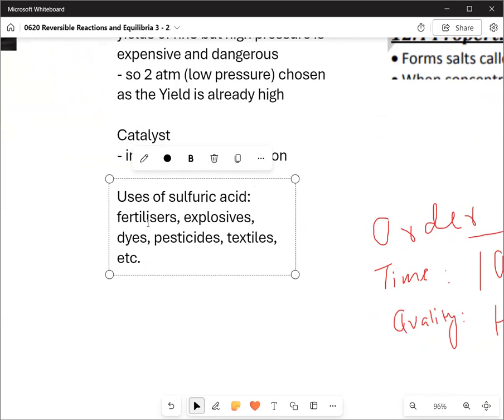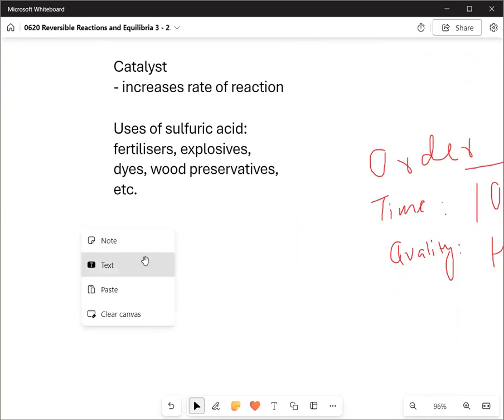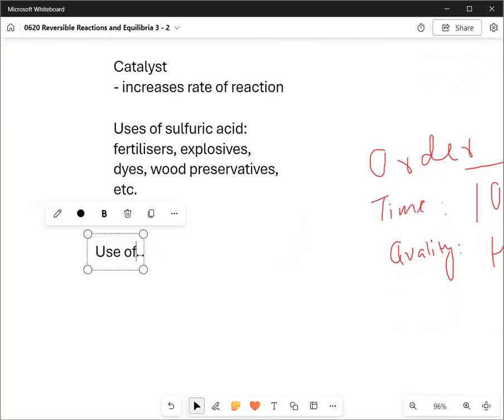So sulfuric acid, use first fertilizers, okay? Explosives, same. Dyes, same. It's almost the same. You can say preservatives, wood preservatives. And then that's it. The main thing is this preservative, okay? Now, use of SO2, use of SO2 as a food preservative.